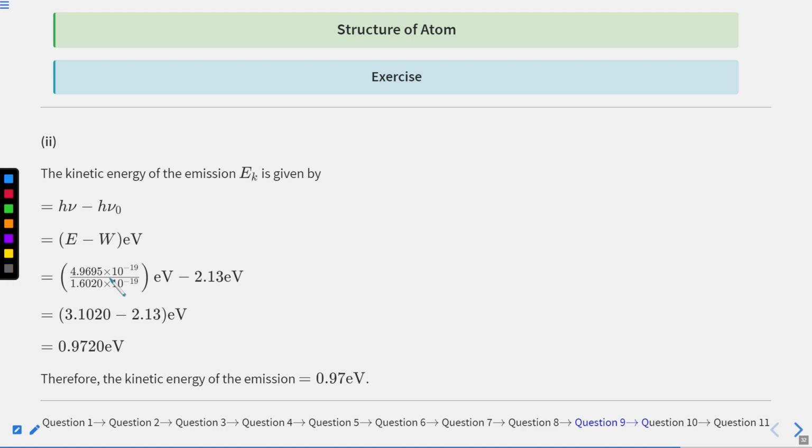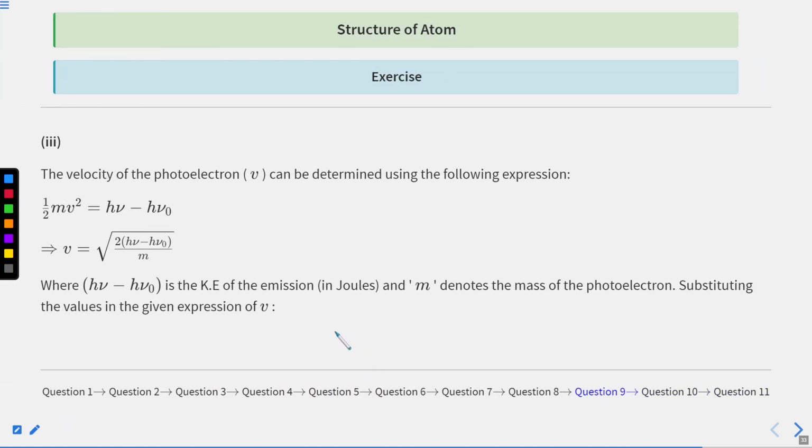Yeah, we have to divide it only. We have to divide it by 1.6 into 10 to the power minus 19. Then we will subtract it and get the kinetic energy.